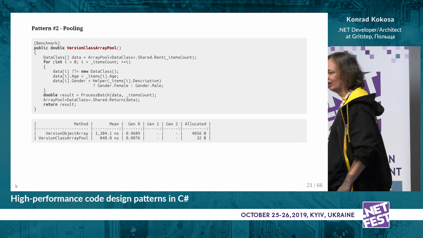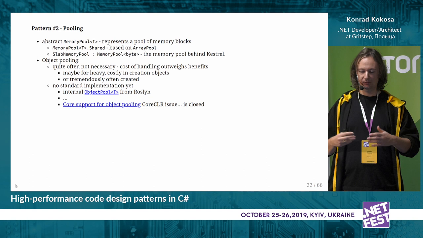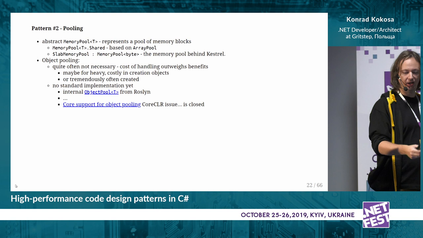So pooling is a very popular way of solving many performance issues in .NET. There is an abstract MemoryPool which represents a pool of memory, and it may have various implementations. ArrayPool is a kind of this memory pool. Also, you can look for SlabMemoryPool, which is a memory pool used by Kestrel hosting.